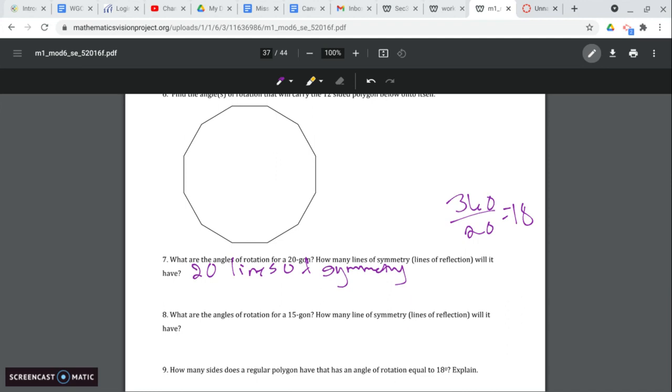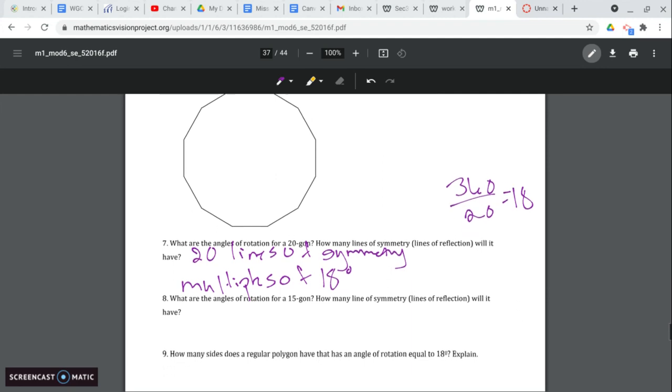So multiples of 18 degrees would be our answer. So rather than listing out 18, 36, 54, 72, 90, 108, 126, 144, so on and so forth, you can just write multiples of 18, which is perfectly fine.